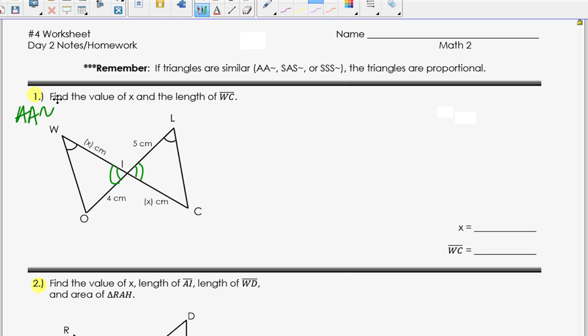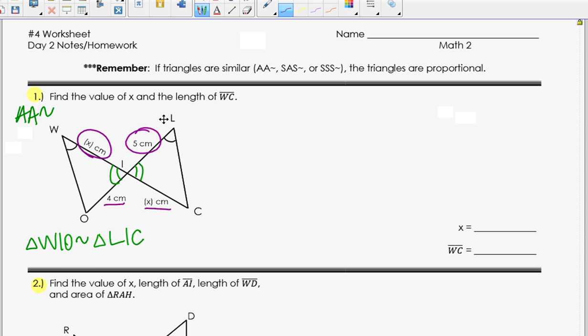They want us to find the value of x and the length of WC. I always write a similarity statement. It helps guide my thinking. So triangle WIO is similar to triangle LIC: W is the same as L, I is the same as I, and O is the same as C. I use my system of circles, stars, underlines, whatever. So WI is the same as LI, and IO is the same as IC.